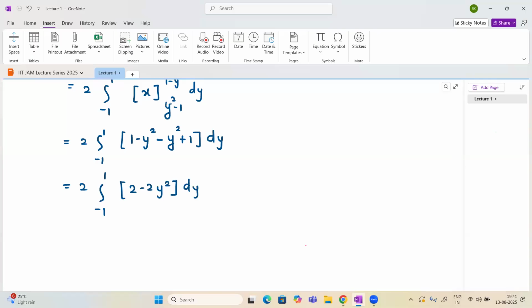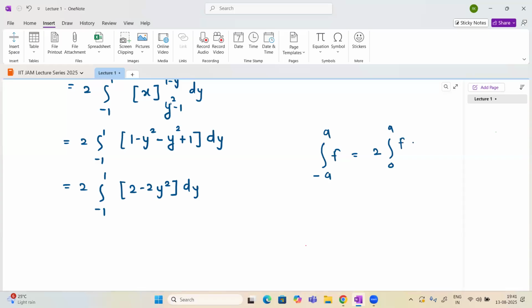Okay, so I will tell you one thing: when you have this kind of limit, minus a to a, you need to check whether the given function is even or odd. It will save your time in exam. So if the function is even, what do we do? We take 2 into the integration from 0 to a of f(x) dx.